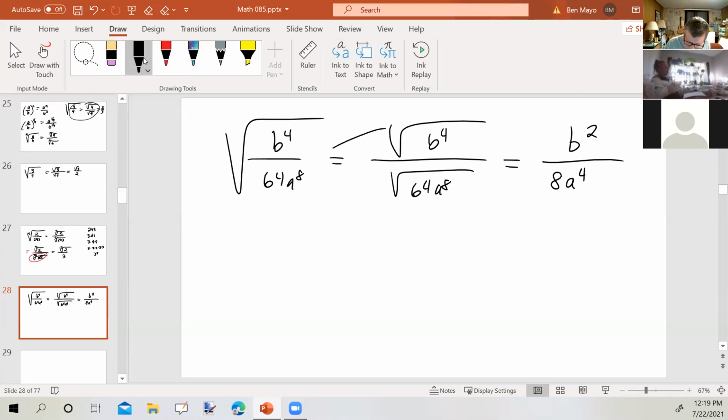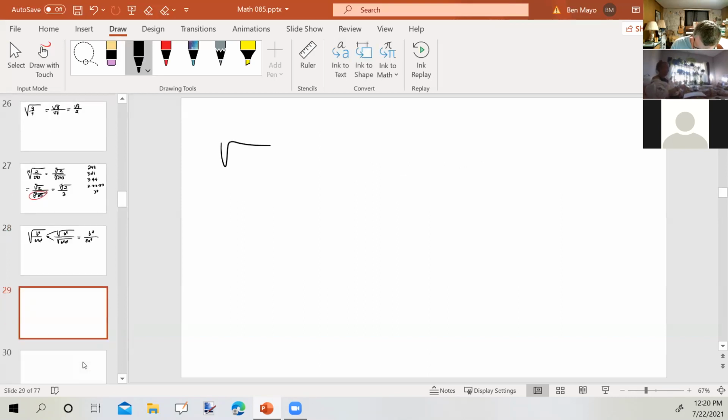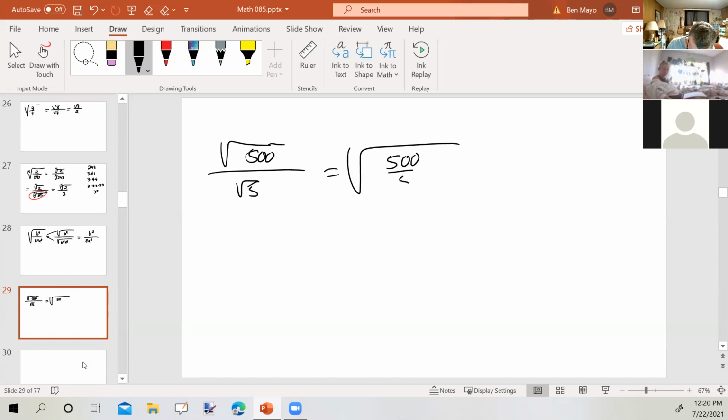Now, not only can you split them up, you can also put them back together. So let's say I've got this, the square root of 500 over the square root of 5. Since they have the same index, I can write that as a single fraction inside the radical. But in this case, I can then reduce it because 500 divided by 5 is 100, and the square root of 100 is 10.